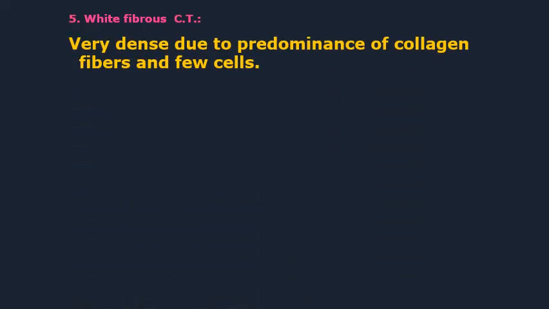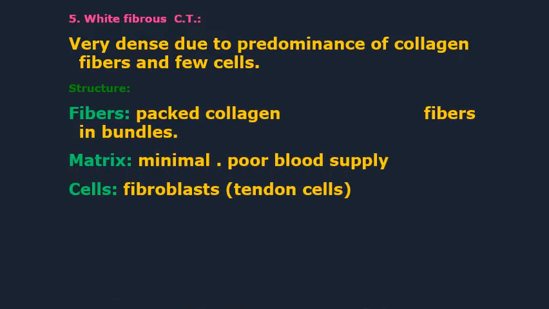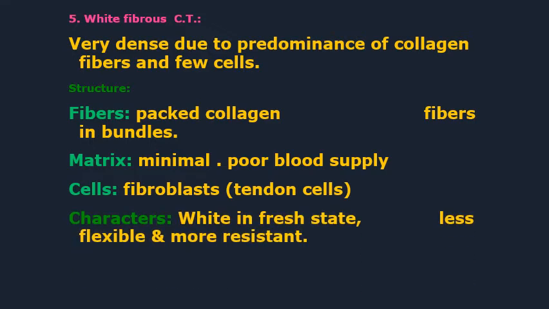Dense type of connective tissue, we have white fibrous connective tissue. The predominating fibers are white collagen and few cells. They are packed collagen fibers in bundles, with minimal blood supply, and there are fibroblasts in between the fibers known as tendon cells.